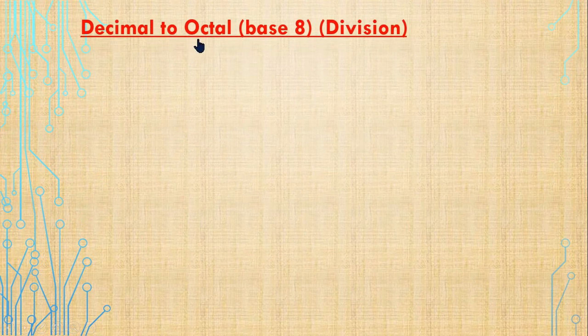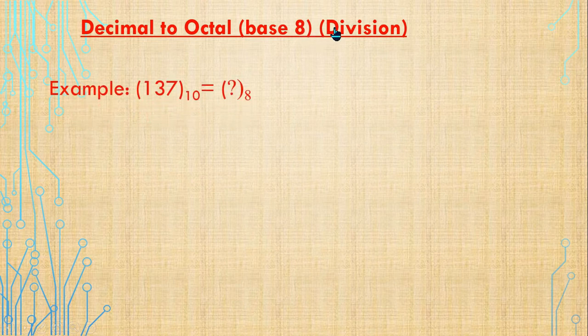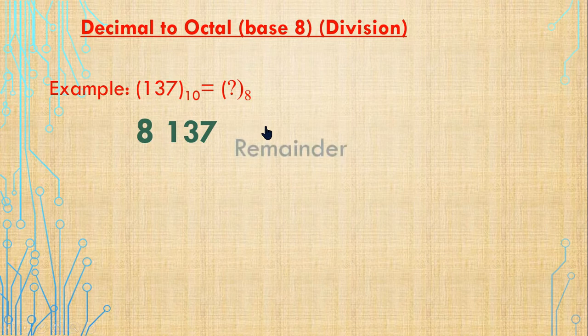Now let us go to decimal to octal. Decimal is in base 10, octal is in base 8. We shall do the same thing, but now we shall be dividing by 8. Let's take, for example, we have 137. We want to convert 137 to base 8. We divide by 8 and we write the remainder over here.